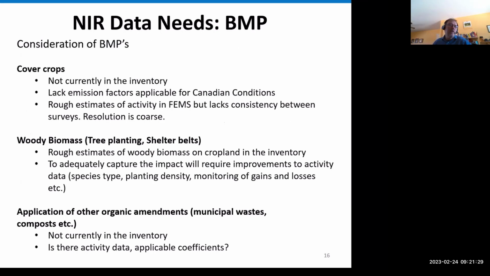So data needs for practices that we're hoping to include, things like cover crop or woody biomass. We need to create that data that allows us to account for changes within the practices on the farm, and to find a data source that allows us to do that, but also to capture that time series all the way back to 2005, if possible.